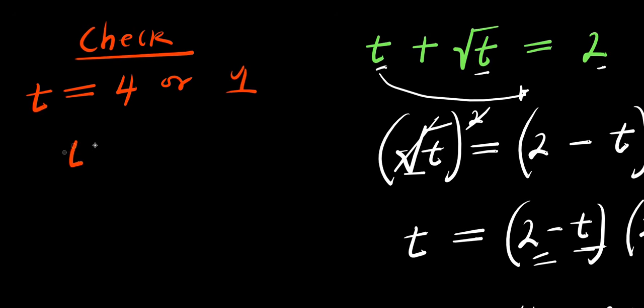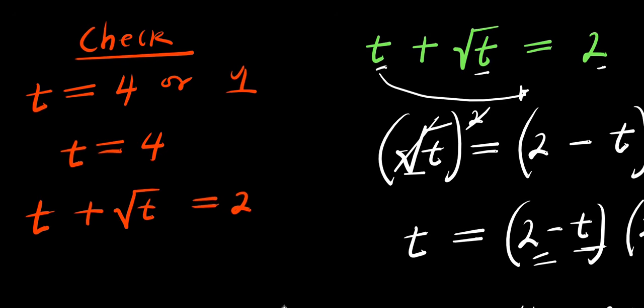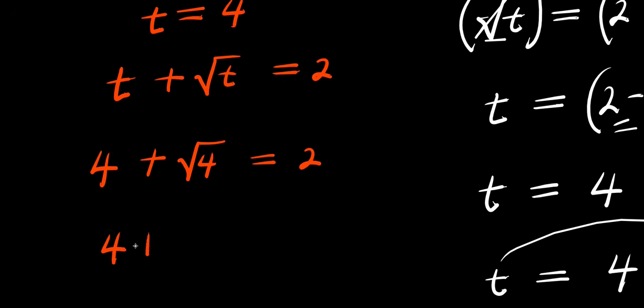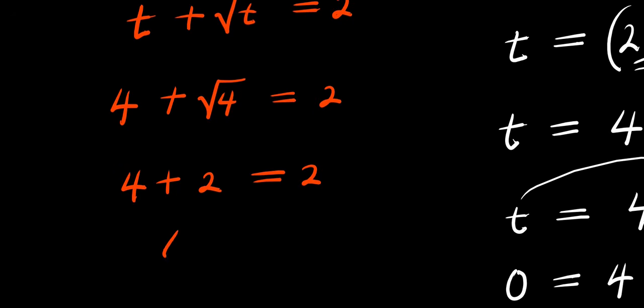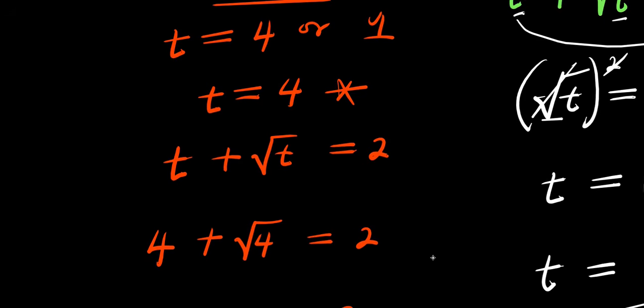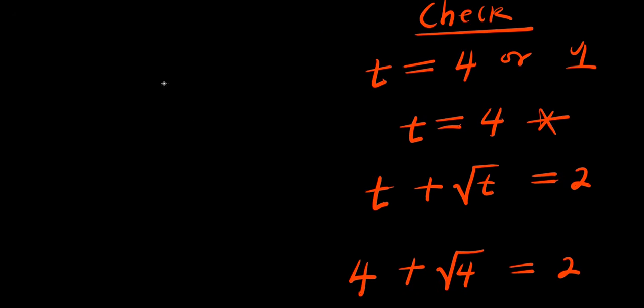So we start with when t equals 4. So that is t plus root t equals 2. We insert 4 for t. We have 4 plus root 4. Is this 2? This is 4 plus square root of 4, which is 2. Is this 2? 4 plus 2, this is 6, and this is not 2. So it is obvious that when t is 4, we are not getting the solution. Both sides of the equation are not the same.